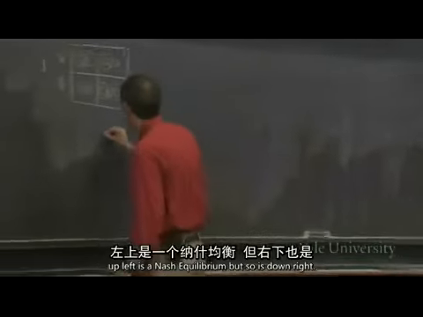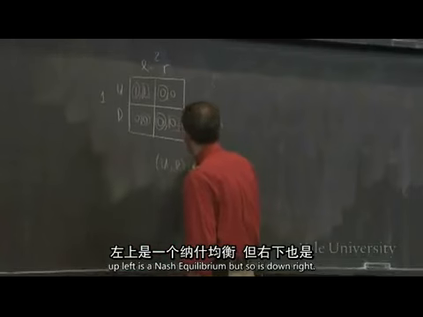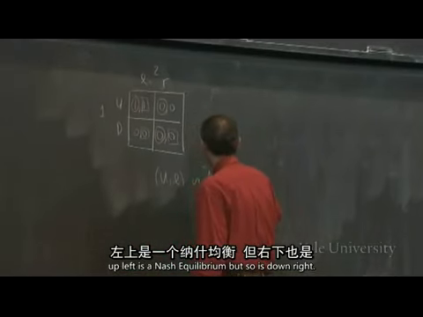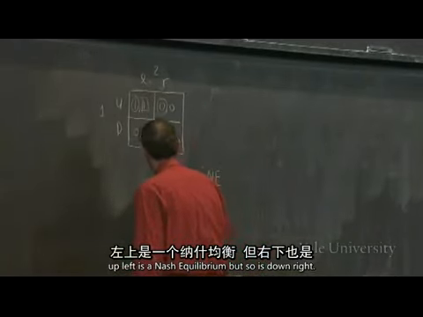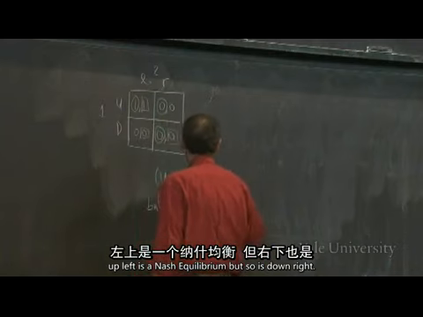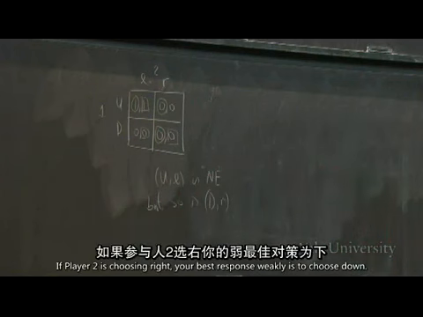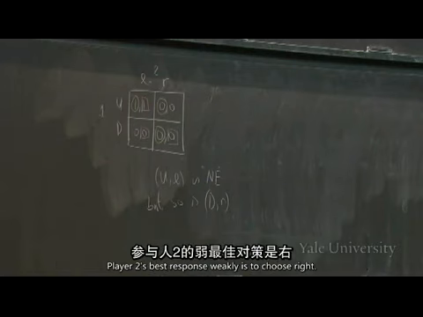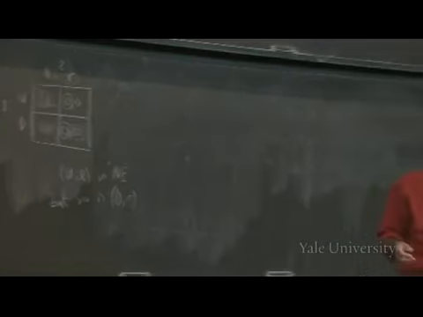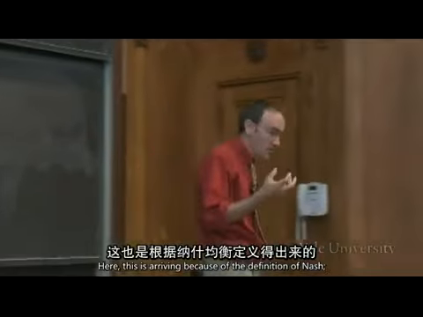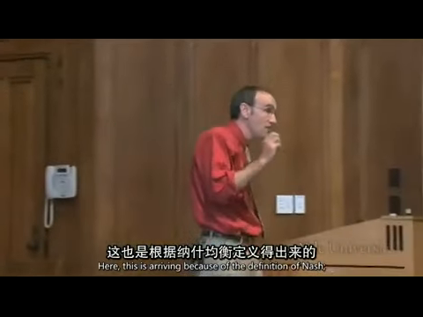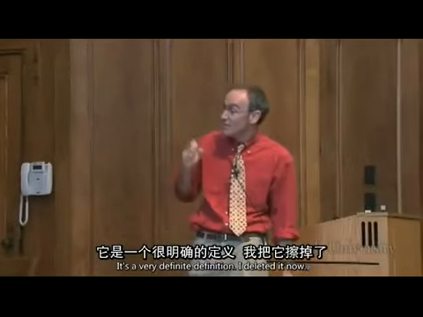However, unfortunately, up left is a Nash equilibrium, but so is down right. Right? If player 2 is choosing right, your best response, weakly, is to choose down. If player 1 is choosing down, player 2's best response, weakly, is to choose right. And this arises because of the definition of Nash. It's a very definite definition.